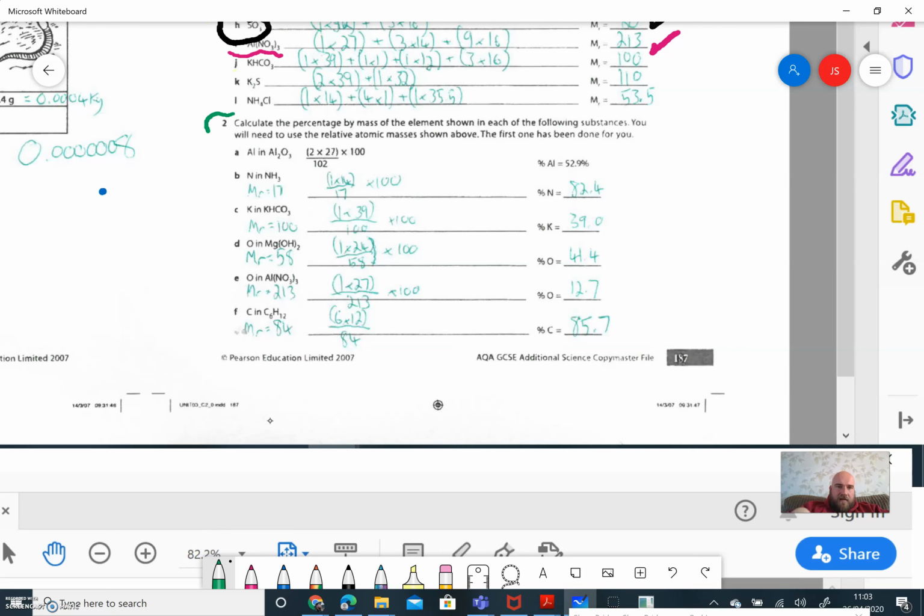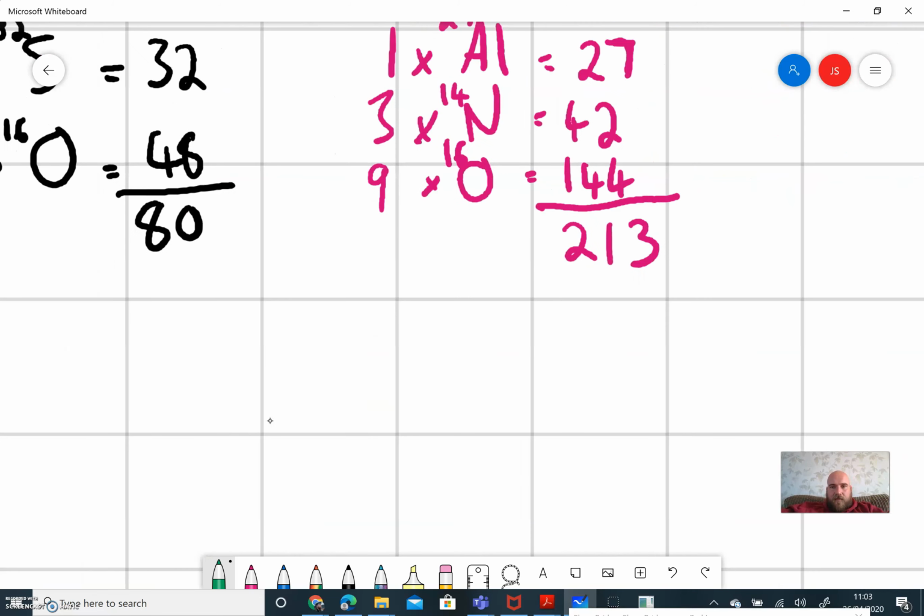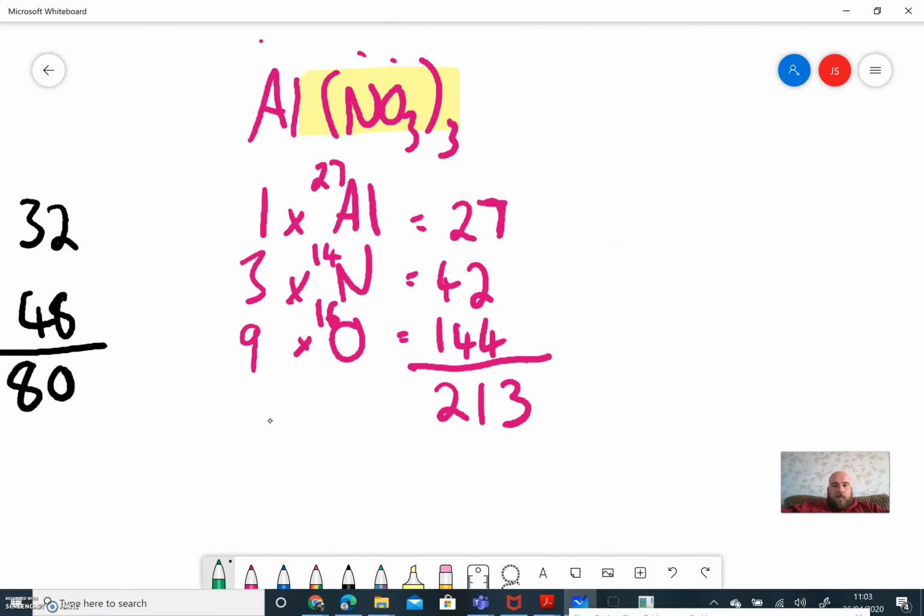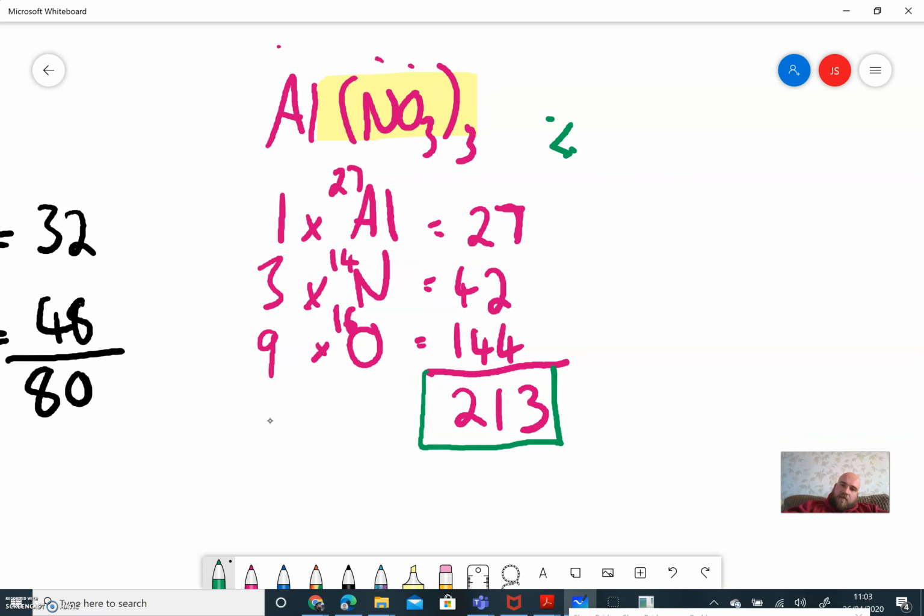We're asked to work out the percentages of a particular element in a compound. So let's take 2E for example, because you're asked to work out the percentage of oxygen in AlNO3. Well, let's just work out this, because we can do this with what we've just done here. So we've worked out that the whole AlNO3 weighs 213. Our question is, what is the percentage by mass of oxygen in there? So of that 213, how much of it is from oxygen?